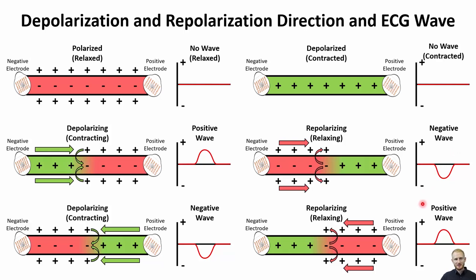Where it becomes slightly more complicated, and just slightly, is when the repolarization wave goes away from the positive electrode into the negative electrode. So remember, now we have a wave moving away from the positive electrode, but that wave is a negative wave, so we have a negativity leaving the positive electrode. So think of it as a double negative. Double negatives make a positive, right? So doing so is going to cause a positive wave here.